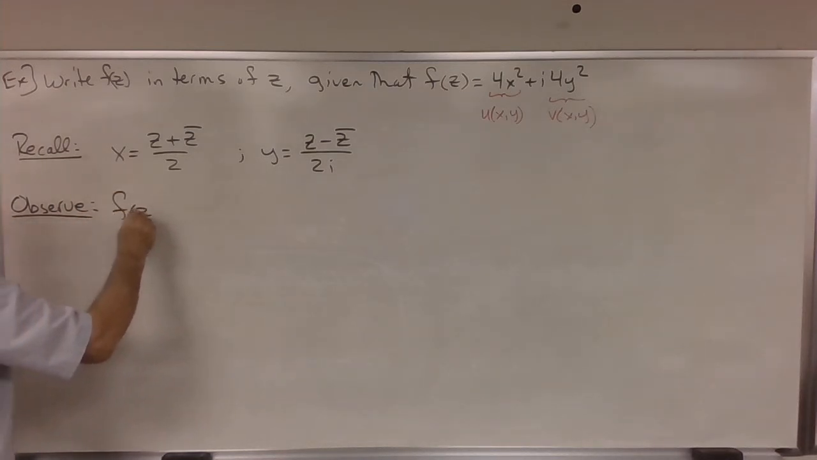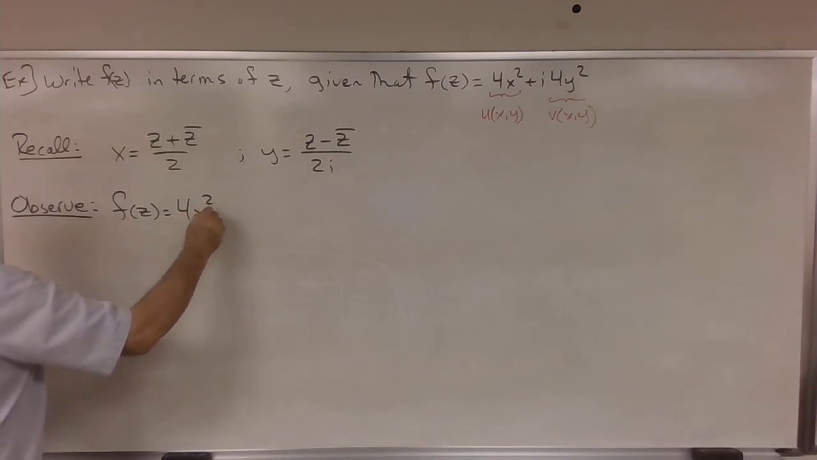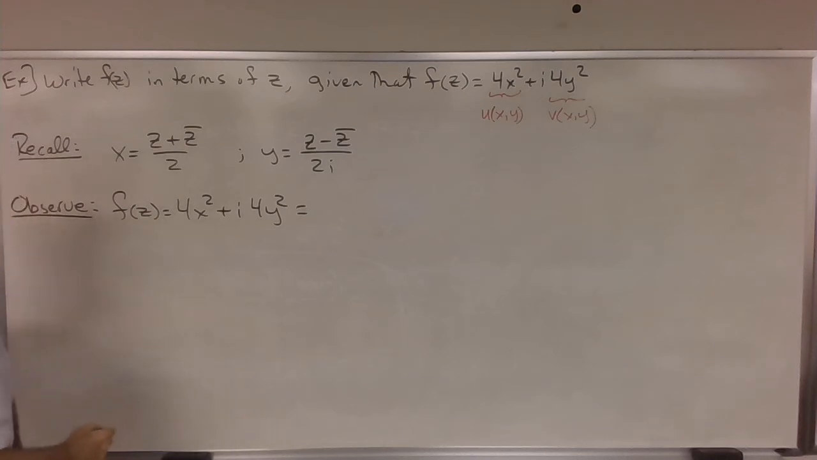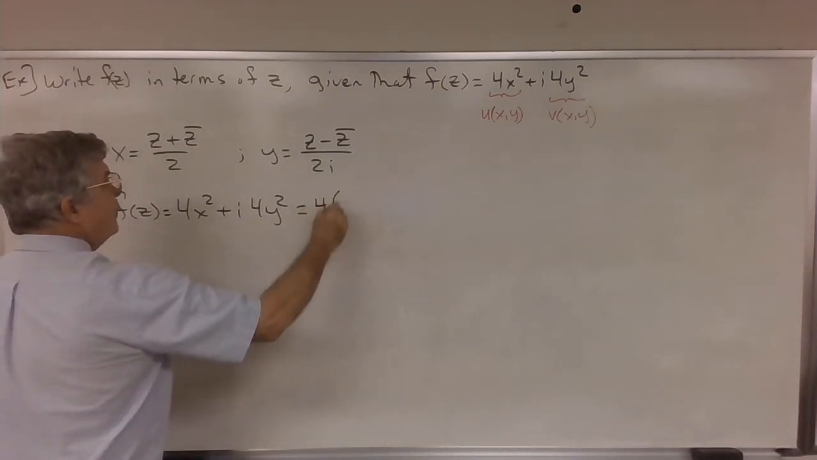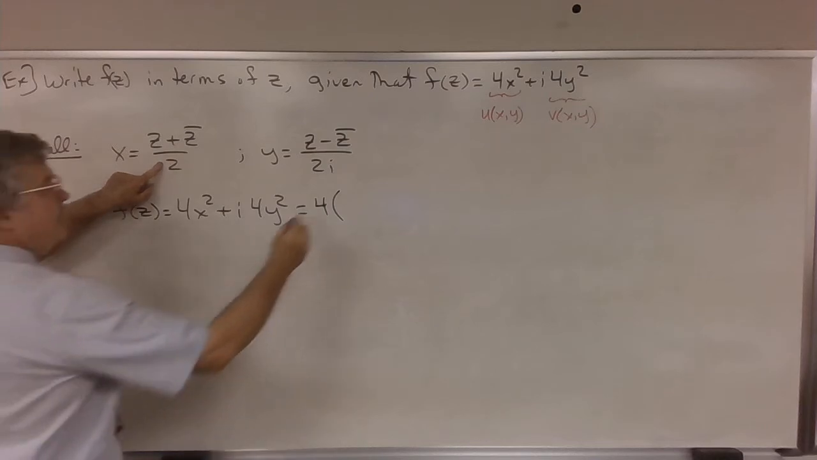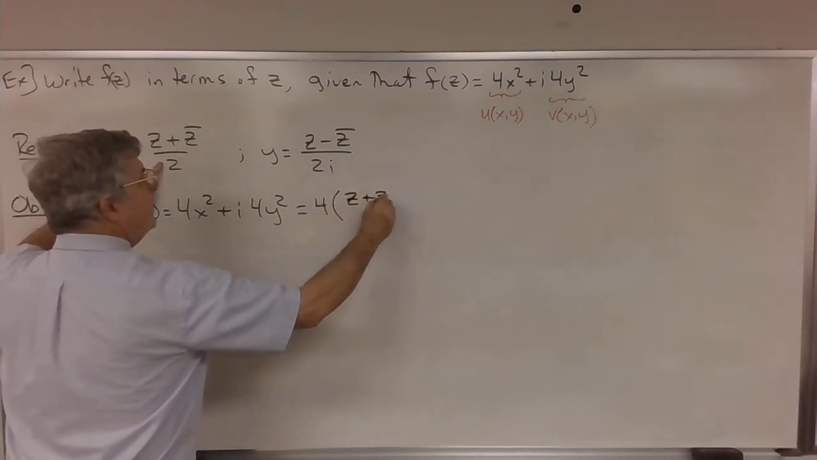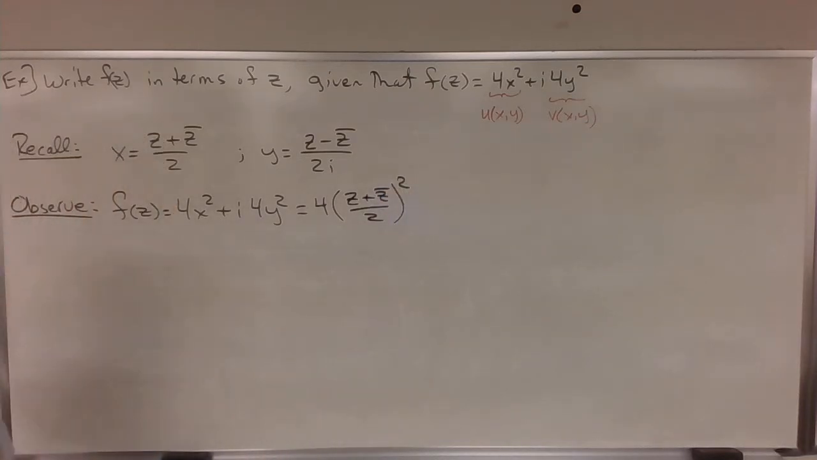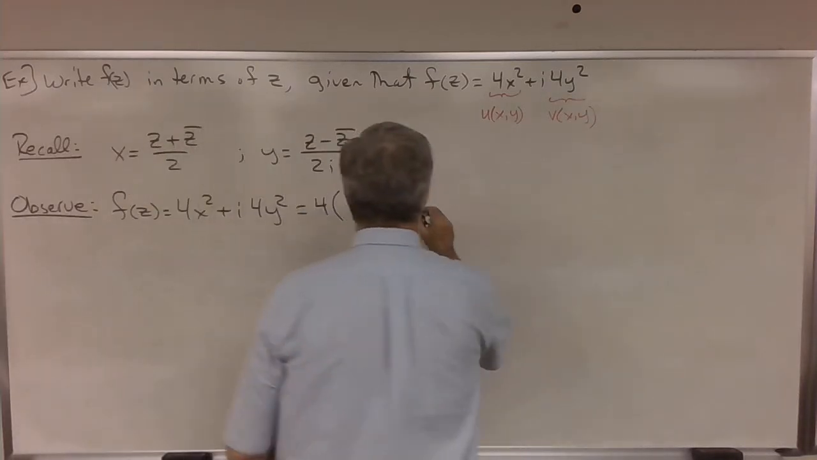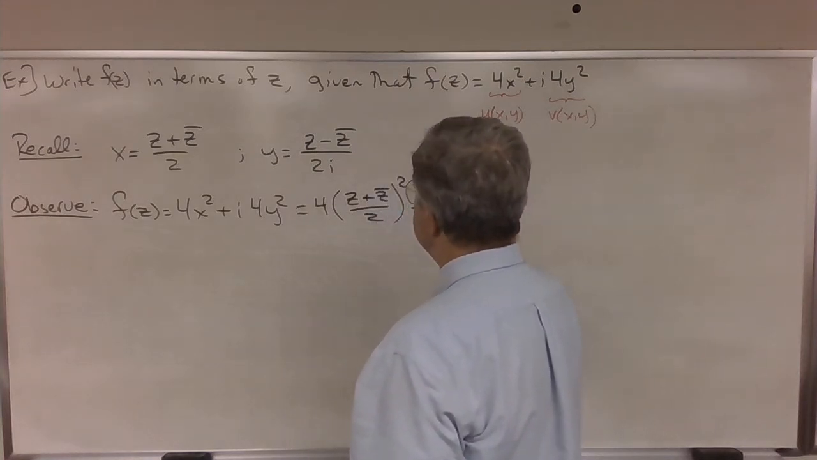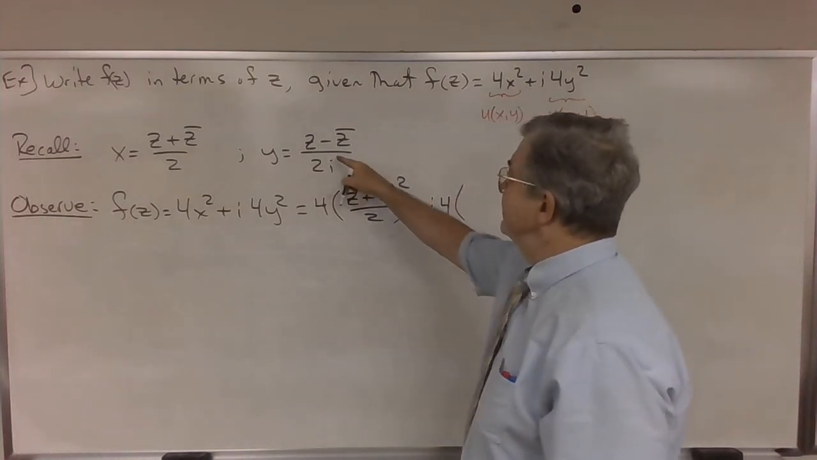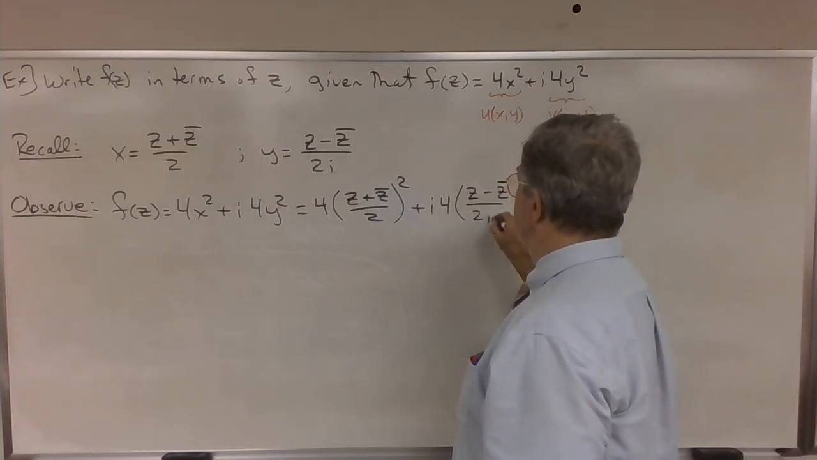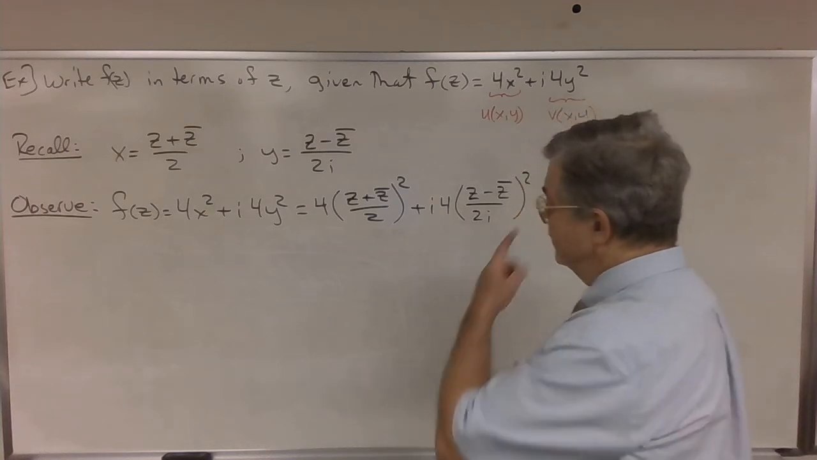f of z equals 4x squared plus i times 4y squared. And so that's going to be 4 times this mess squared, z plus z conjugate over 2 squared, plus i times 4 y squared, and that's z minus z conjugate over 2i quantity squared.